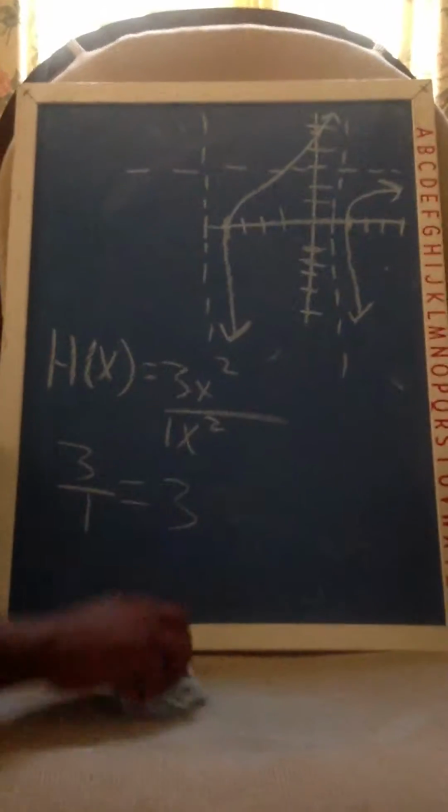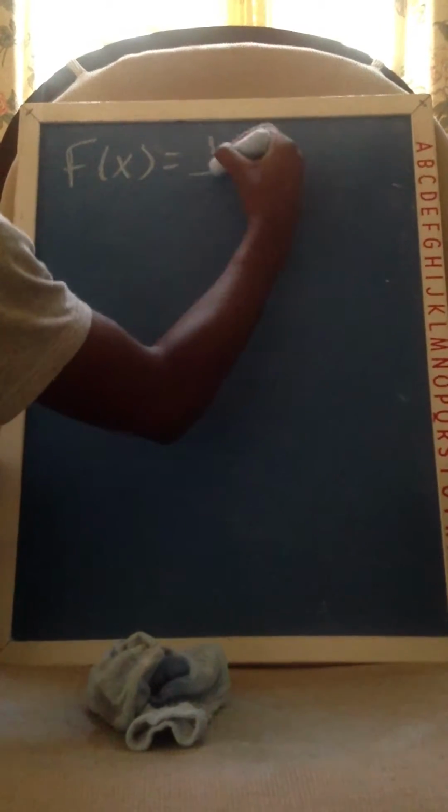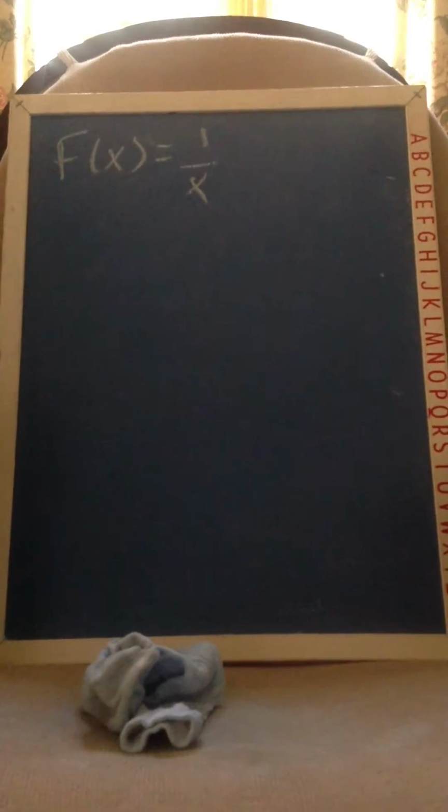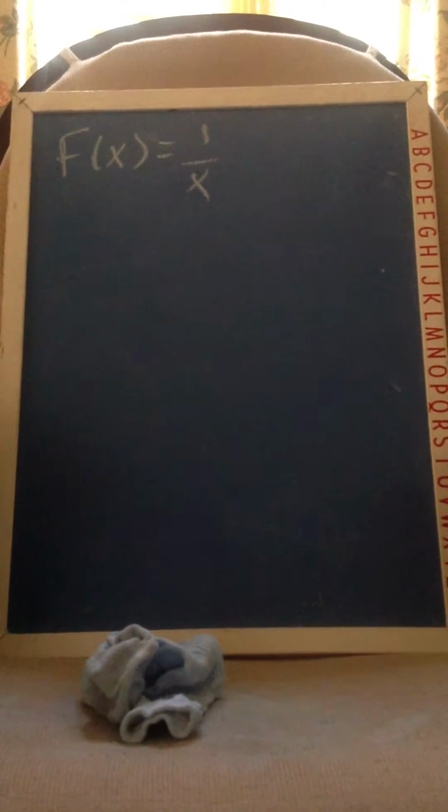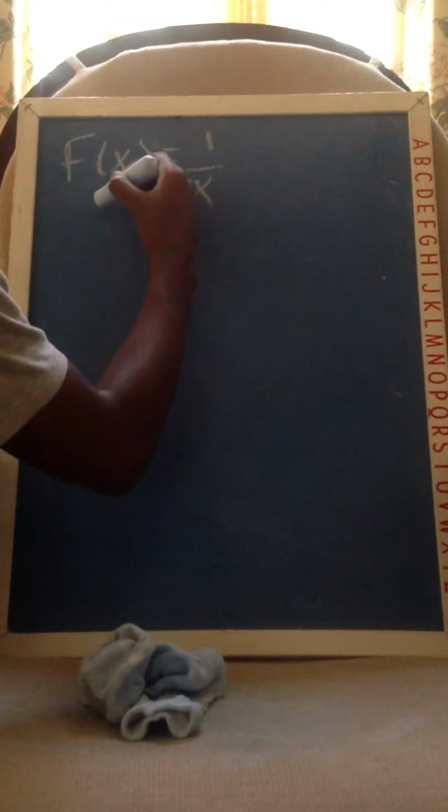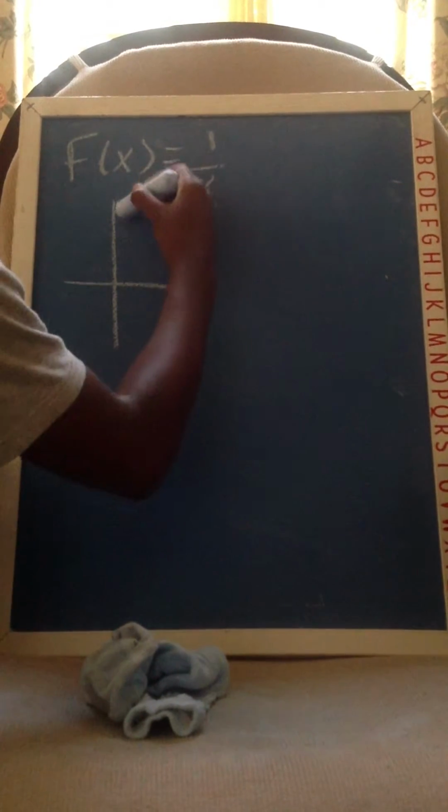Now we move on to transformations of rational functions. When doing transformations with rational functions, we're going to use the function f of x equals 1 over x, since that's the parent function, and that's what we can use to transform this function. So f of x equals 1 over x looks like this.